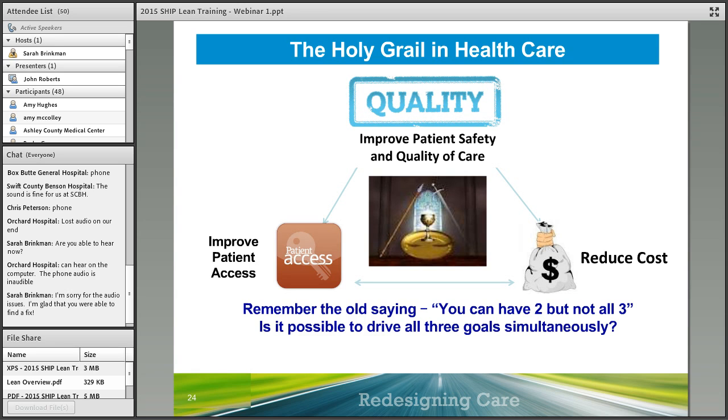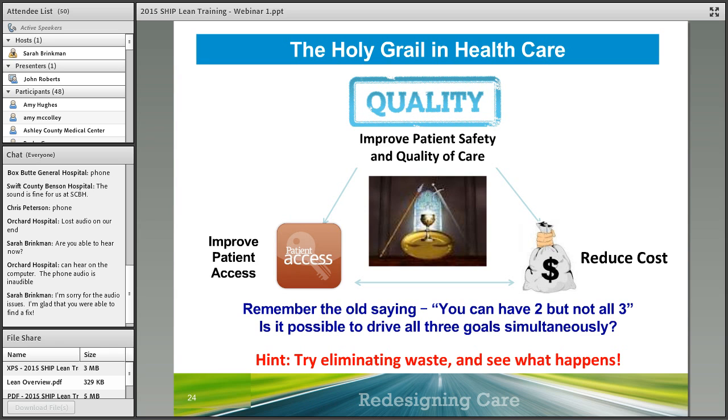When we look at healthcare, what we call the holy grail of healthcare is quality, access, and cost. You might have heard the saying that you can have two of three, but you can't have all three simultaneously. For instance, if you have very high quality, that somehow will increase the cost. Or if you have astronomical cost, you're going to reduce the number of people who have access to care.